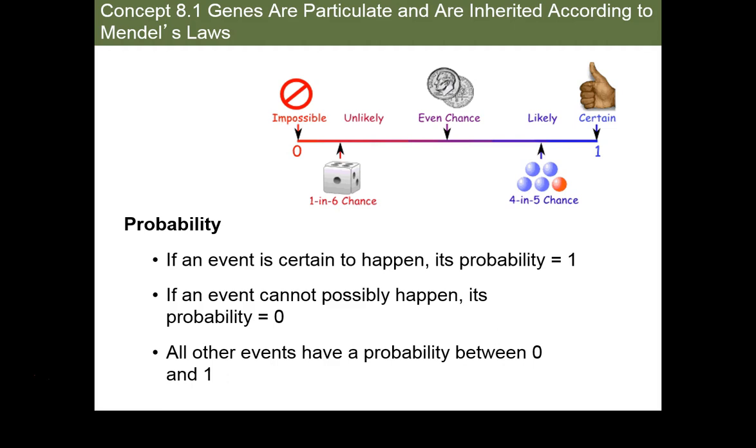If an event is certain to happen, it has a probability of 1. If the event cannot possibly happen, it has a probability of 0. All other events have a probability between 0 and 1.